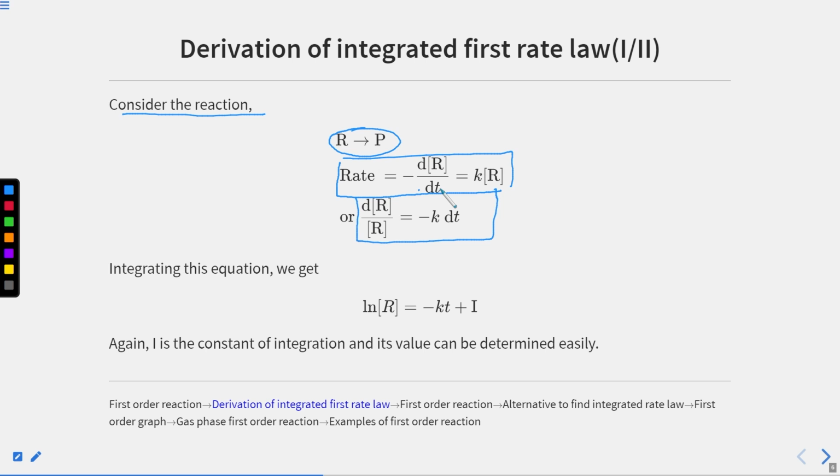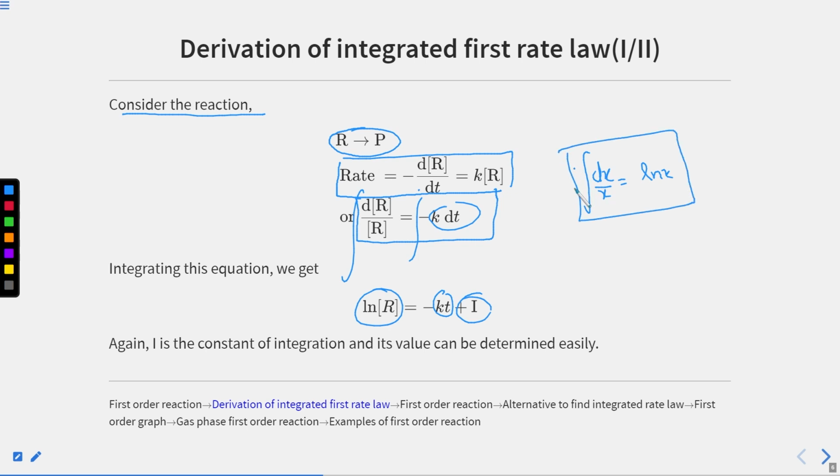Now we'll integrate both sides. That would give us ln [R], and this k dt would give us kt plus I, that is the integration constant. Now how do we get this ln [R]? For those who are not aware, this is a form of integration: if we have dx by x, then it will give you ln x. So we have simply used this formula. Here we have [R] instead of x, therefore we are getting ln [R] instead of ln x. Again here we have the integration constant, that is I.